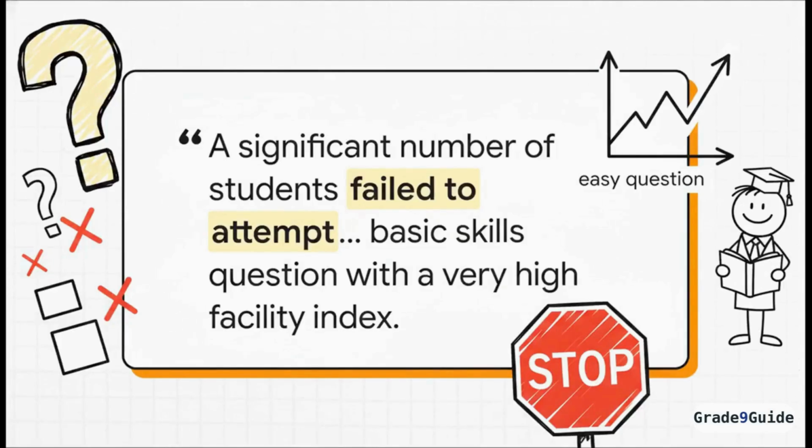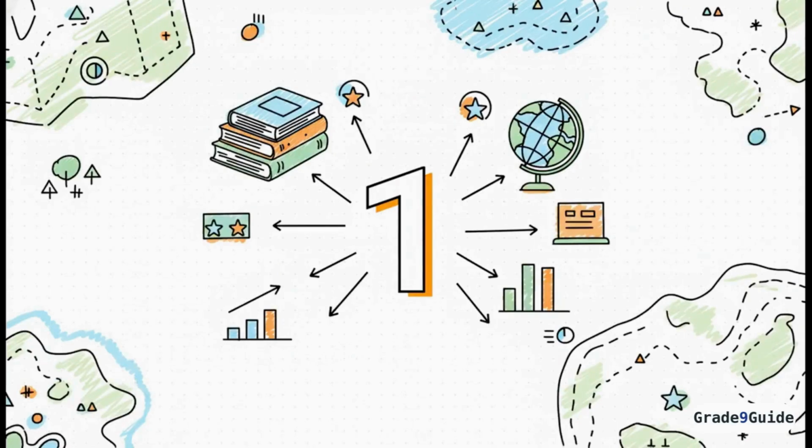But, and this is genuinely shocking, the report says a significant number of students just didn't even try it. They left it blank. And when they say it has a high facility index, that's just their fancy way of saying this was an easy question that most people got right. You just can't skip these. You can't. 1 mark. It sounds like nothing, right? But that one single mark can be the thing that bumps you up a grade. So let me say it again. Never, ever, ever leave a basic skills question blank. It's just not an option.